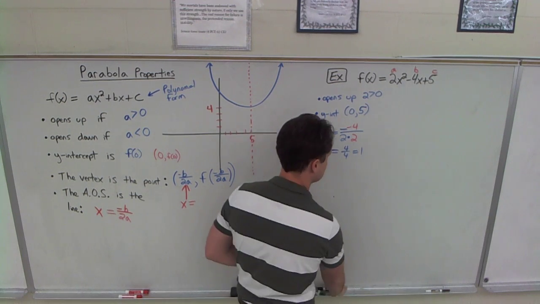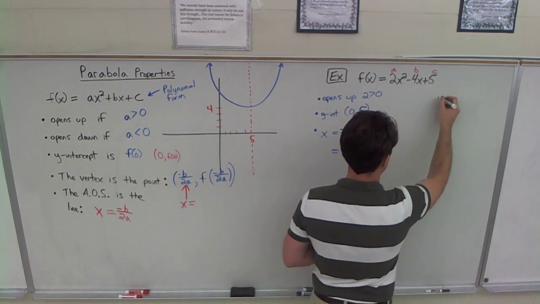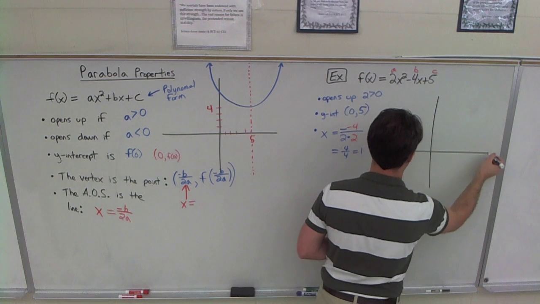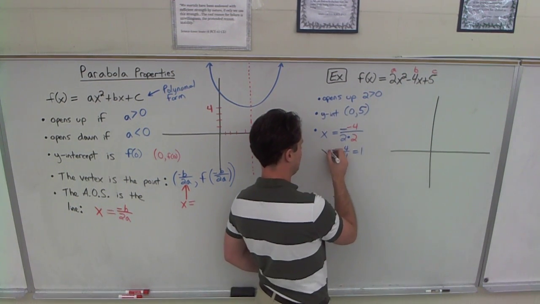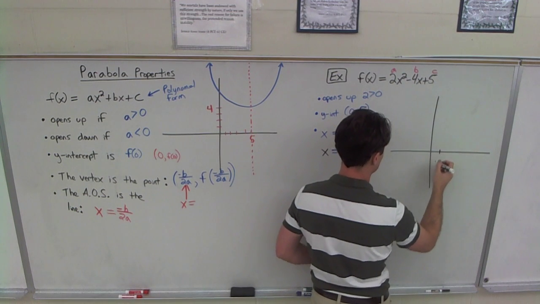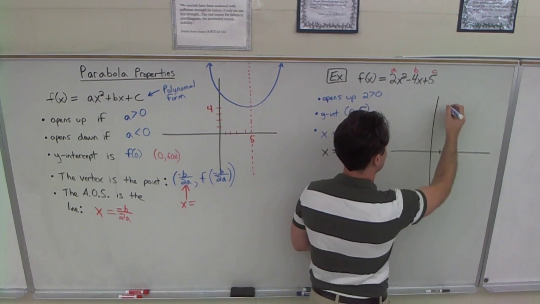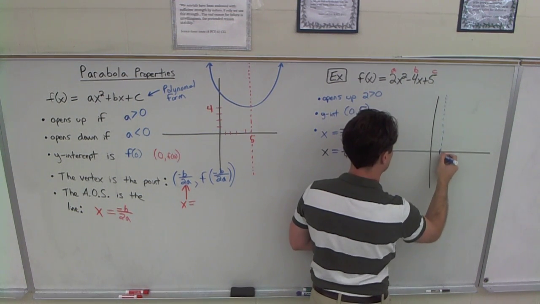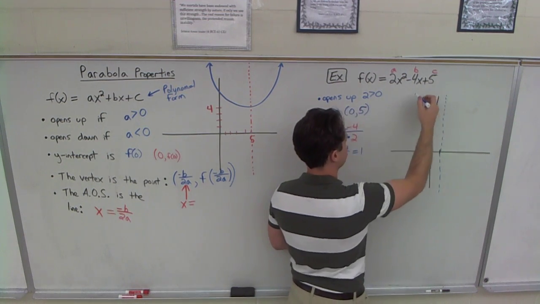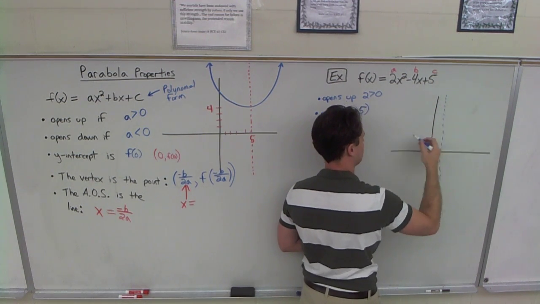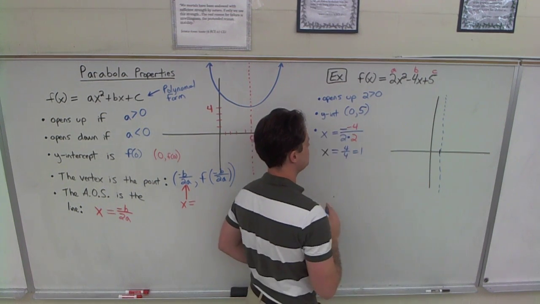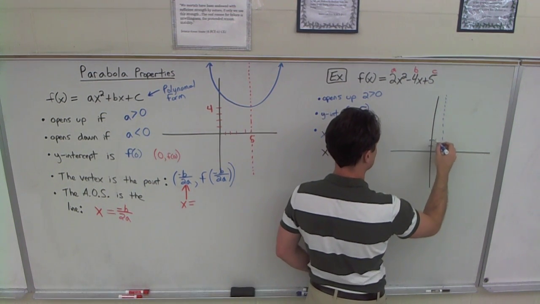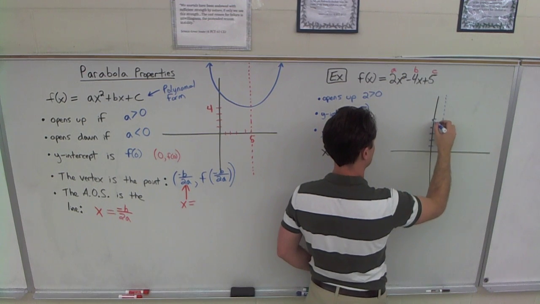I think I've got enough information to start graphing this guy. So I'm going to go over here and start graphing it. So let's see. We've got an axis of symmetry with the line x equals 1. So that's going to be right there. I'm going to draw my dashed line right there. I know it's opening upward, so it's somewhere like this along that axis of symmetry. And I know its y-intercept is (0, 5), so I'll get that guy. 1, 2, 3, 4, 5.